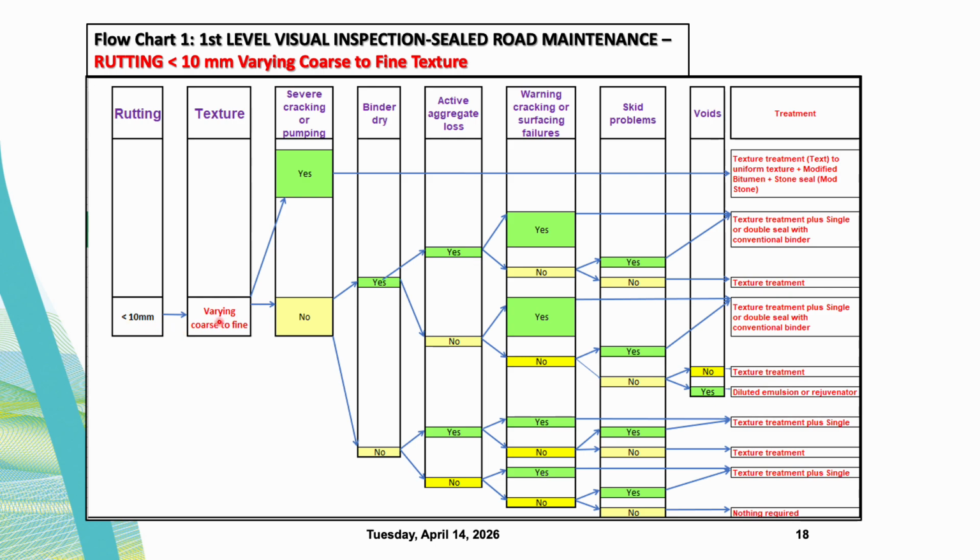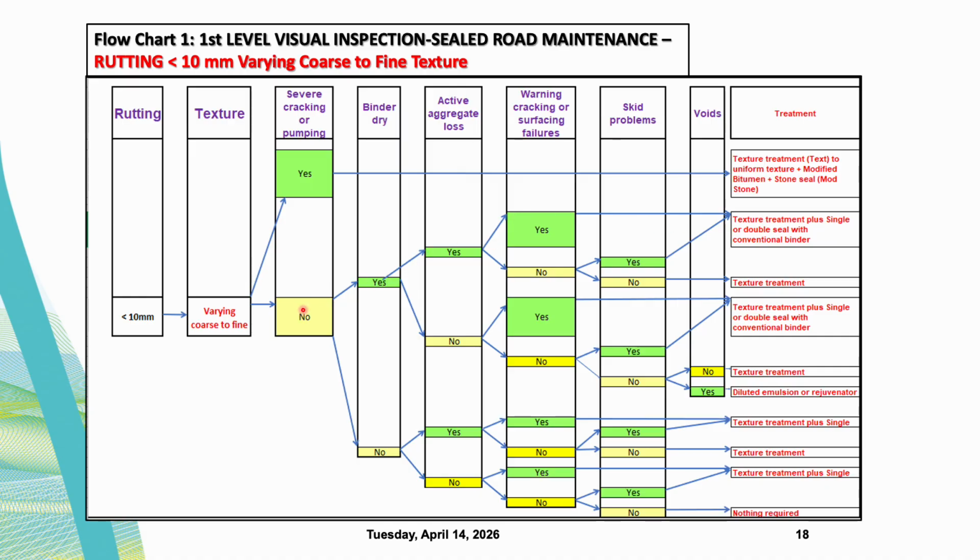If there's no cracking or pumping, you are in this block, then you ask the next question: is the binder dry? If the binder is dry and it's yes, you've got active crack loss, aggregate loss, sorry, and you've got warning cracking, yes, you can do texture treatment plus a single or double seal with a conventional binder.